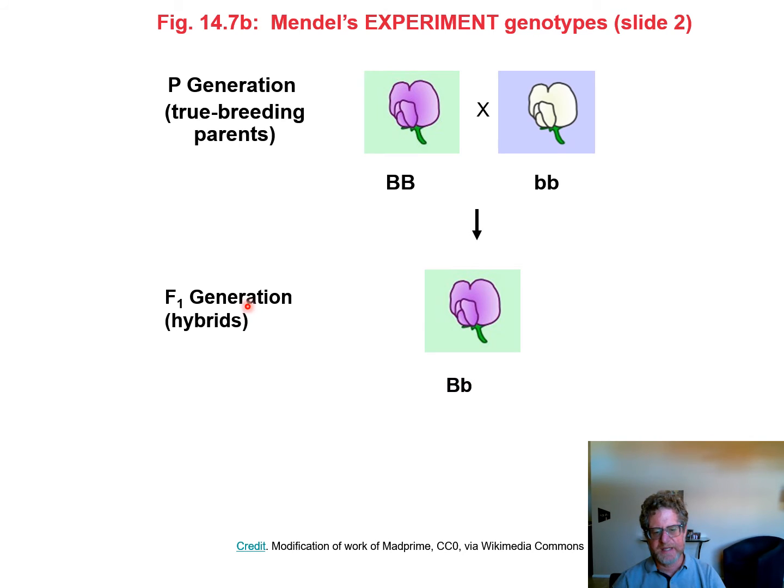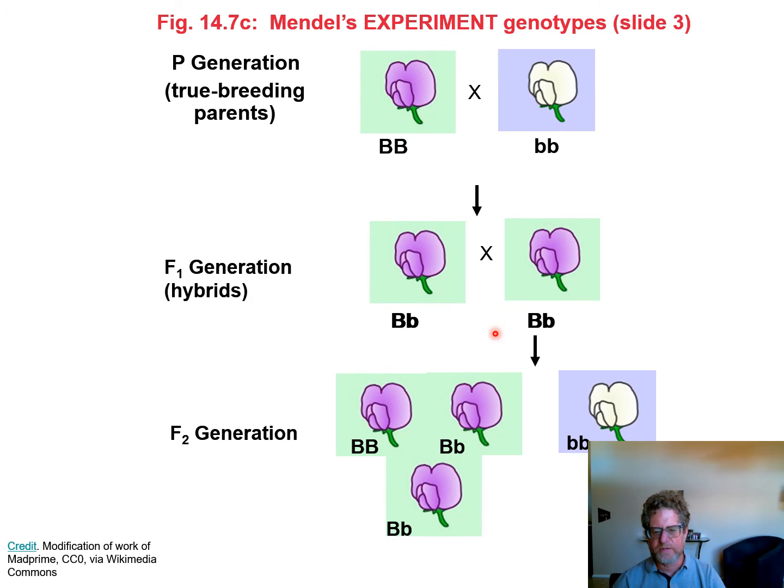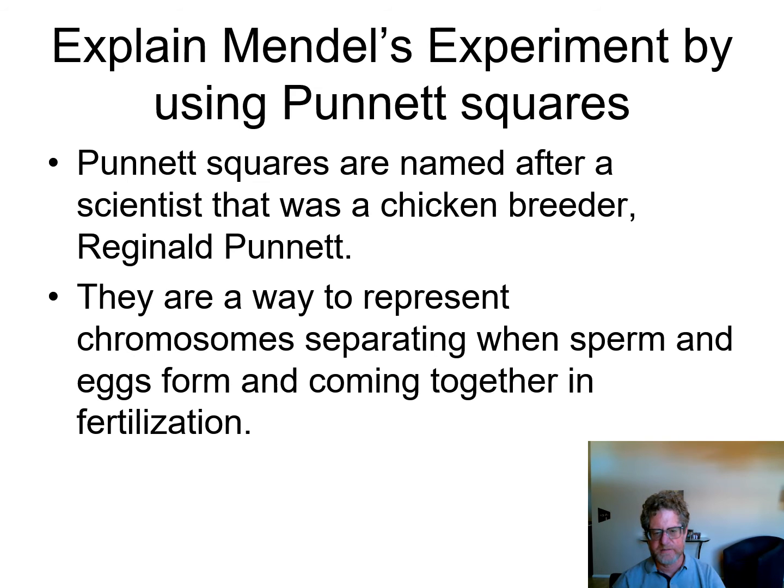So even though the F1 generation looks like the purple parent, the phenotype is the same, but the genotype is different. And when you breed 2 heterozygous plants together, you wind up getting 3 purple and 1 white. But again, even though we have 3 purple, they're the same phenotype, but you get 1 with 2 big B's and 2 with the big B, little b. And we'll show you how we figure that out in the next set of slides.